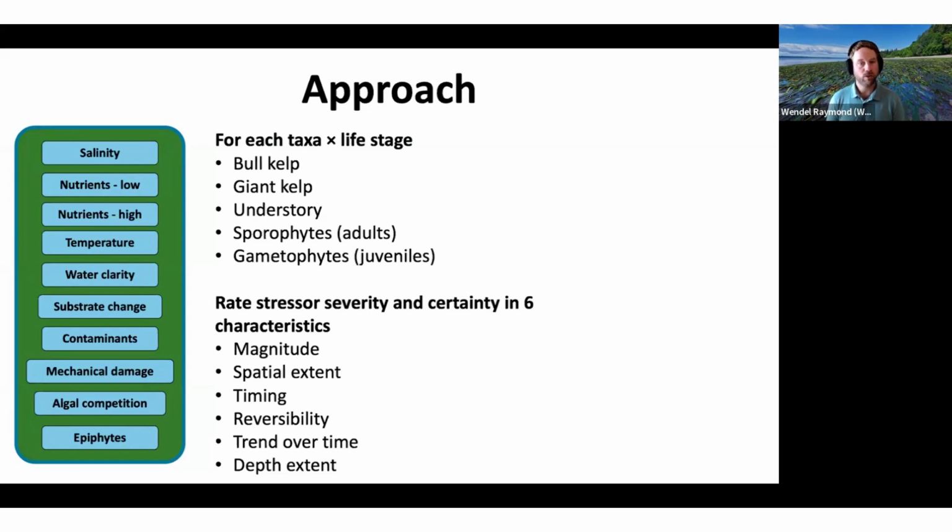Then trend over time, this was a very generalized, like, how is the stressor kind of trending? Is it getting worse? Is it staying the same? Is it getting better? And then we also included depth extent, which was something different compared to eelgrass, where we considered where in the water column the stressor is occurring. Is it close to the bottom? Is it close to the surface? Or is it both of those?